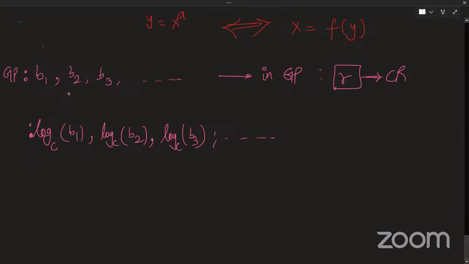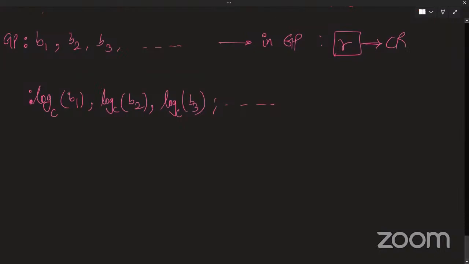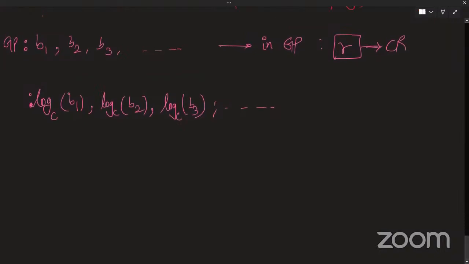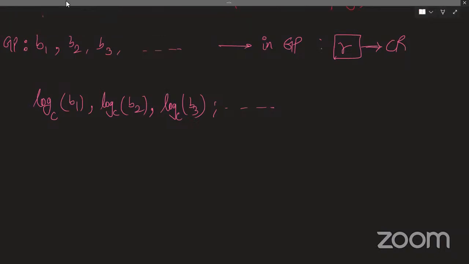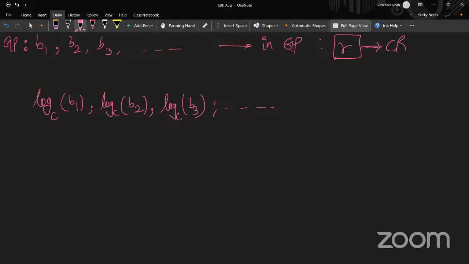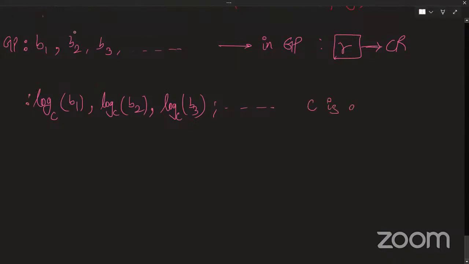Log 1 by C is basically minus 1. I'm asking what will this sequence become? Which type of sequence will this become? C is any real number. Log 1 is equal to 0. No, okay, no worries.